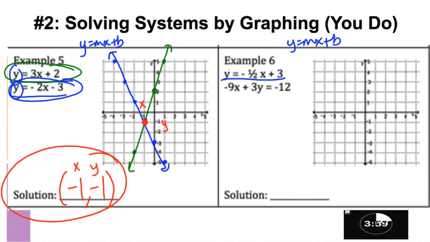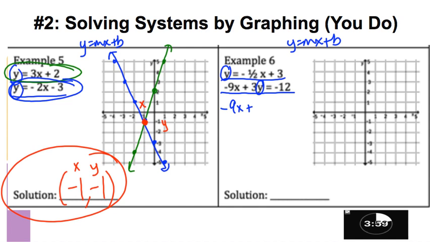Example 6, I check for y equals mx plus b, check for slope-intercept form. This one does have y alone, y equals negative 1/2 x plus 3. And this one has negative 9x plus 3y equals negative 12. Y is not alone, so I have to solve that one. I like doing the solving first, so I can just be done after I graph.